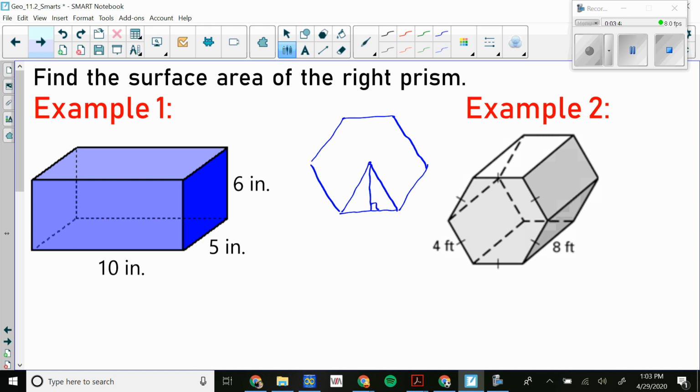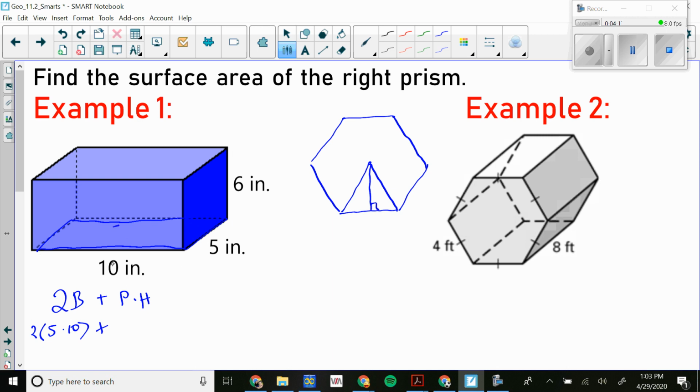Okay, so let's work with this now. In this first one, again, we have 2 times the base plus the perimeter times the height. So in this one, our base is going to be 5 times 10. It's a rectangle. 5 times 10 is the base. We want 2 of those. So 2 times the base plus the perimeter of that. Well, the perimeter of this base, we have 10 plus 5 plus 10 plus 5.